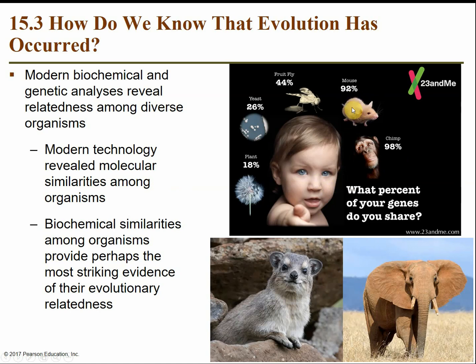92% to a mouse, since we're both mammals. 44% to a fruit fly. So this just means that we share a common ancestor with insects and flies, but we branched off a bit further back than we did from the mice. So another interesting point with just genetic analysis is just looking at these two organisms, an elephant and a hyrax, a rock hyrax. You wouldn't really think they were close relatives, but actually the hyrax is one of the closest genetic relatives to modern elephants. So lots of surprises came out with our modern biotechnologies.